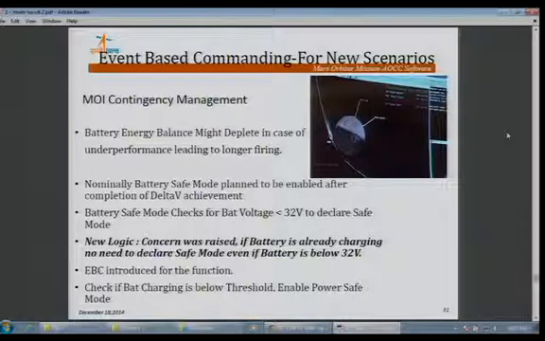So the concern was raised whether there was a requirement to change the logic. If the battery is already charging, there is no need to declare the safe mode even if the battery is below 30 volts. That was the requirement which came almost near the Mars orbit insertion phase. This was nicely accomplished with event-based commanding. This is a simpler requirement which was added, validated, and put into use. This is one of the major uses we found for this event-based commanding interface.